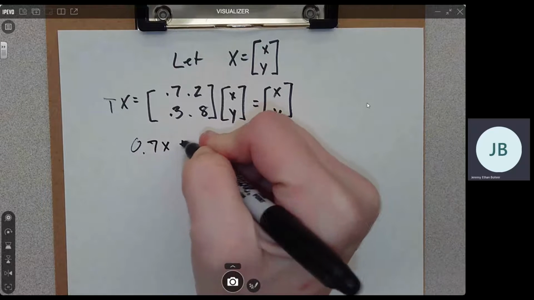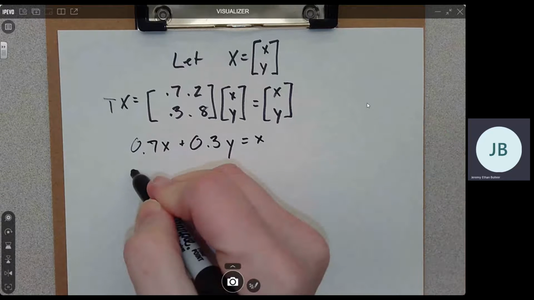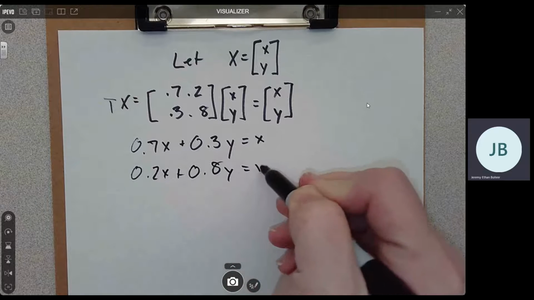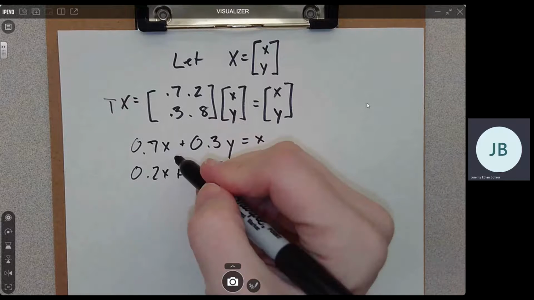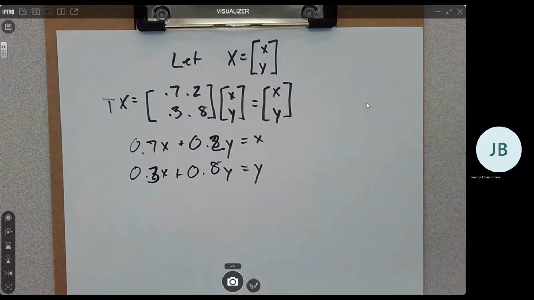0.7x plus 0.3y equals x, and 0.2x plus 0.8y equals y. You know what? I reversed two of these. That should have been 0.7x plus 0.2y, 0.3x plus 0.8y. Okay, and each of these is equivalent to the single equation 0.3x minus 0.2y equals 0.